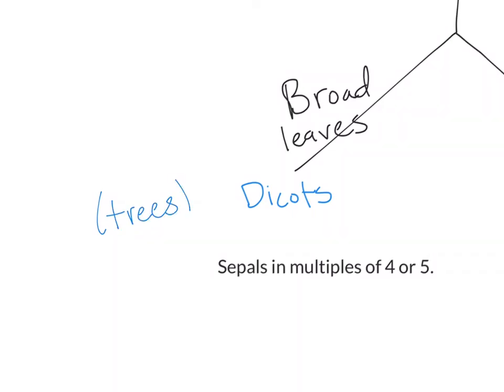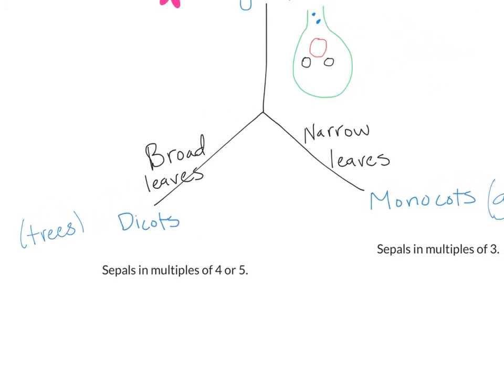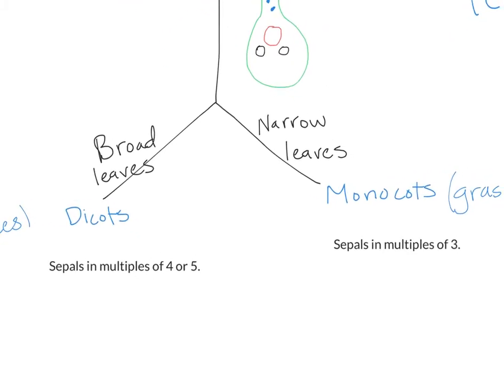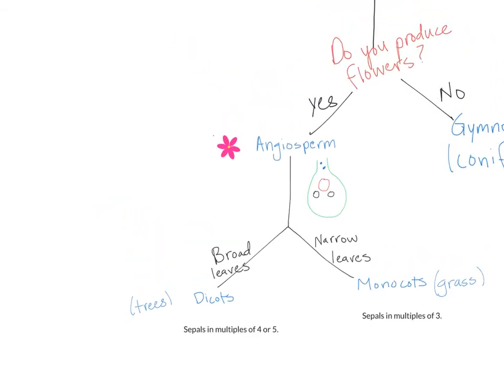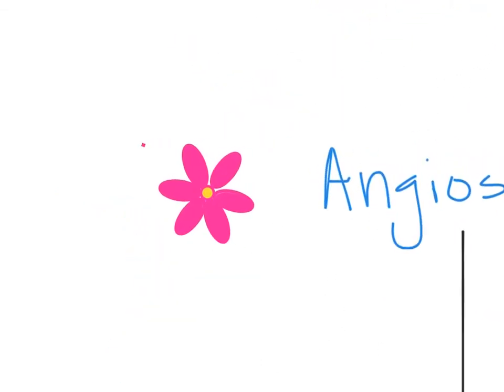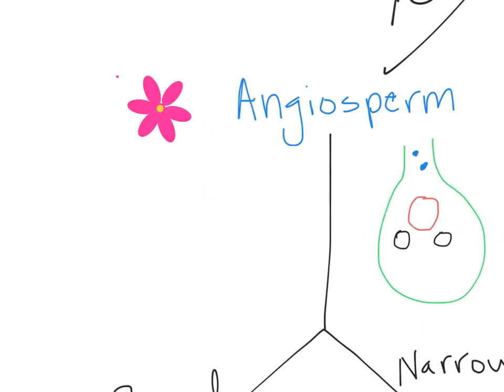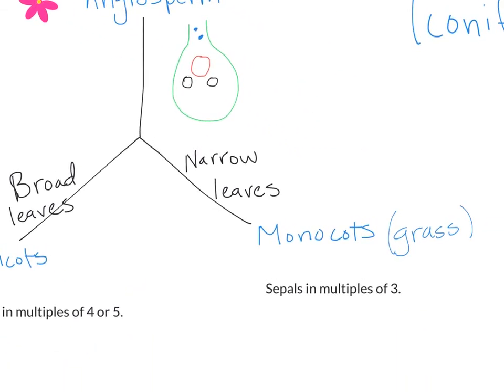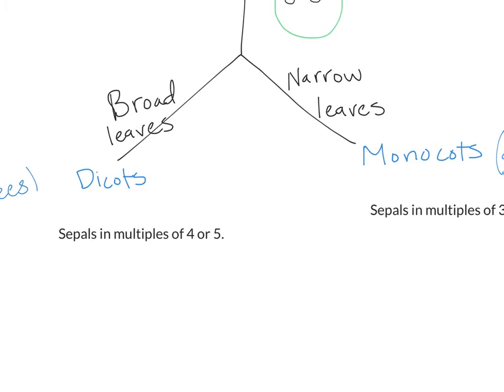So some of the features of monocots and dicots you should know. Well, one difference between the two is their sepal number. A sepal is what covers the bud of a flower. Before these petals were petals, they were folded up covering the budding flower. So monocots have sepals in multiples of 3, whereas dicots have sepals in multiples of 4 or 5.